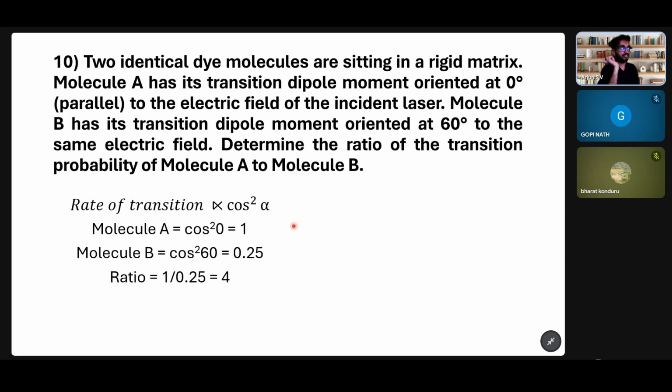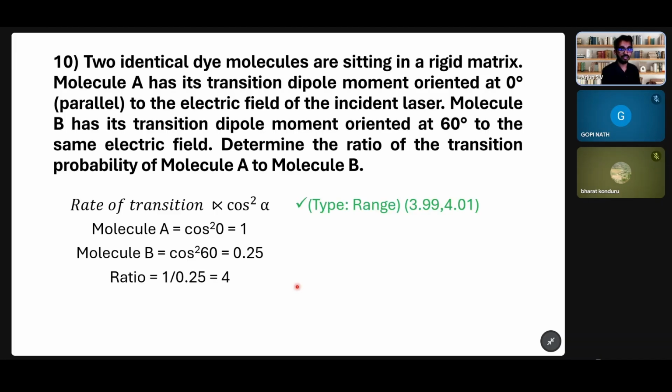For molecule A it is cos square 0, because it's aligned at 0 degree. So cos square 0 will give you 1. And for molecule B, you have to use cos square 60 because it's aligned at 60 degree to the same electric field, which will give you 0.25. So the ratio will be 1 by 0.25, which is equal to 4.